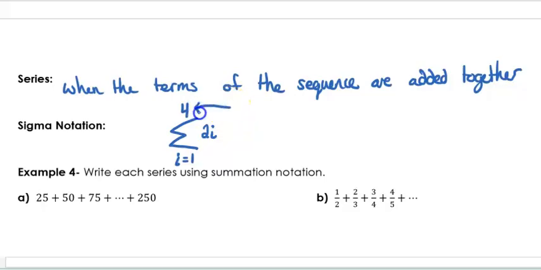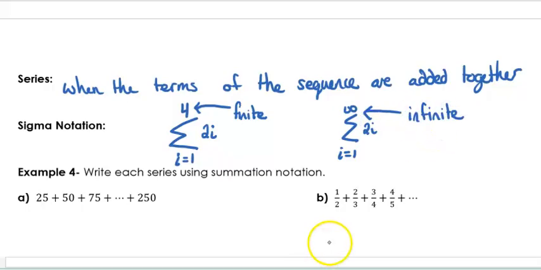Now, if there is a number on top, then it is finite, meaning it has an end. So what that means is we're adding up term 1, term 2, term 3, and term 4. So it ends. But instead of a number on top, it could also have an infinity on top. And that means it goes on forever. So it is an infinite series.